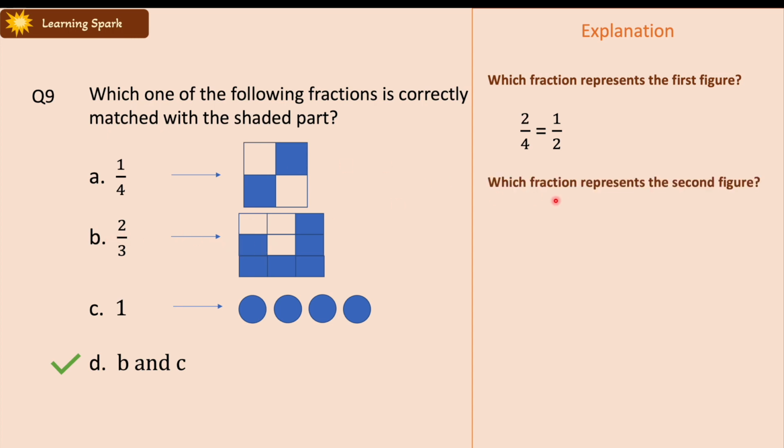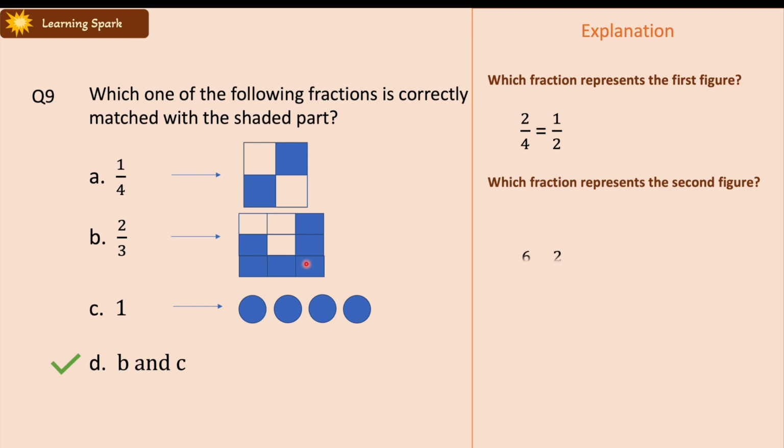Okay, which fraction represents the second figure? Let's see. So in the second figure, again 1, 2, 3, 4, 5, 6, 7, 8, 9. So you have 9 equal parts of the whole, right? Of the whole figure, you have 9 equal parts. And how many parts are shaded? 1, 2, 3, 4, 5, 6. 6 parts are shaded. Out of 9 parts, 6 parts are shaded.